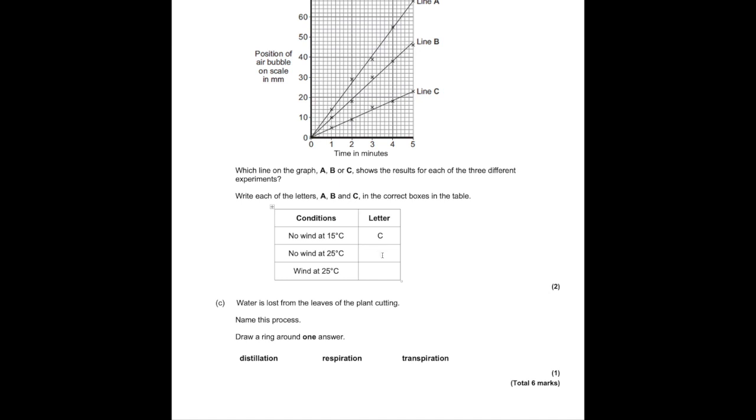So if it's warmer, you're going to get a little bit more transpiration going on. You're going to get a little bit more evaporation of water from the leaves. So that would be B. And wind at 25 degrees C is going to be A.